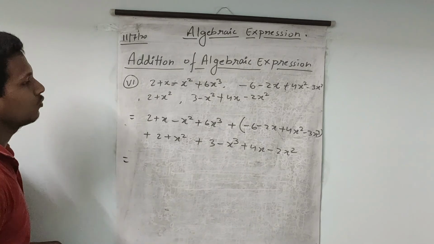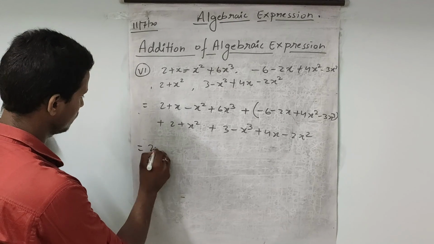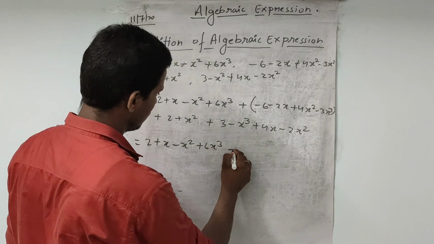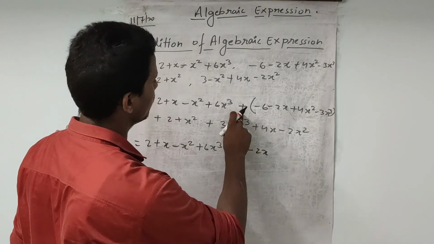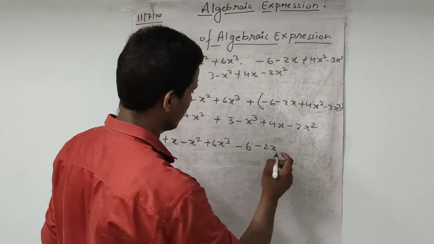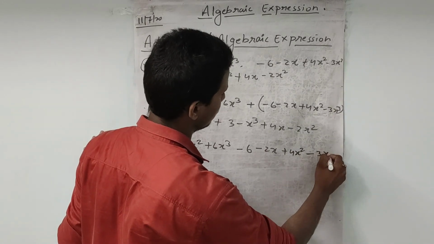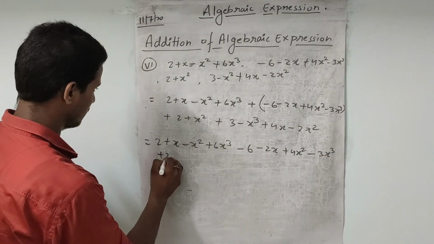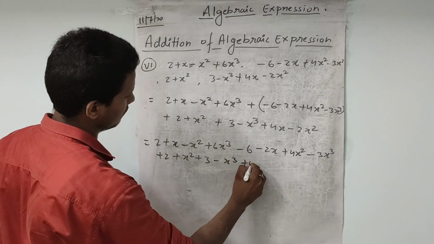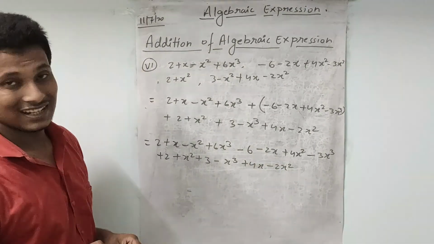So what we need to do is collect the like terms. First we need to remove this bracket also. 2 plus x minus x square plus 6x cube minus 6 minus 2x. Because of the positive sign, no need to change the sign inside the bracket, so they are as it is. If a negative sign is there, then the sign will be changed. Plus 2 plus x square plus 3 minus x cube plus 4x minus 2x square is there. Now we need to collect the like terms.